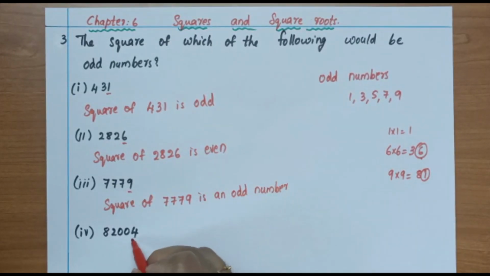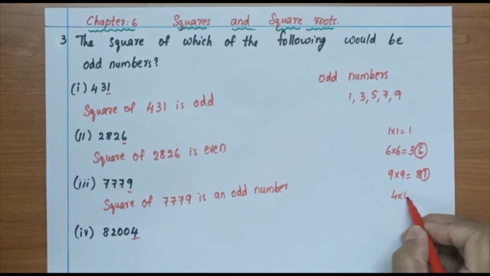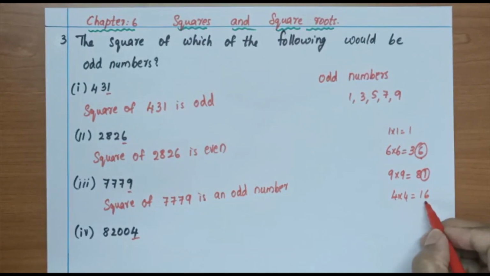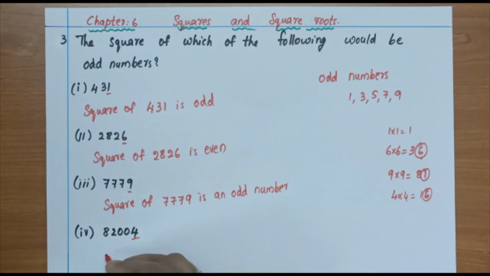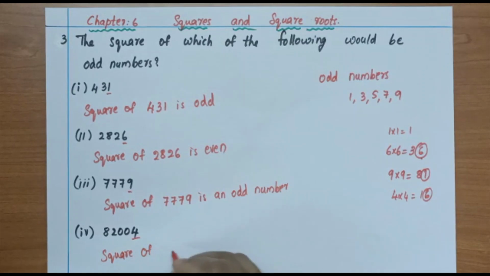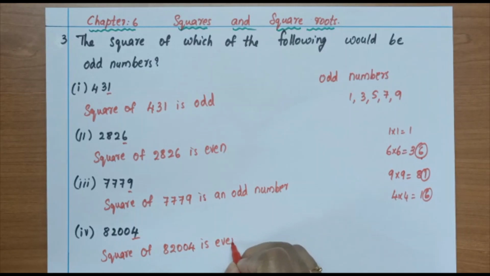Next one, ending with 4. So 4 into 4 is 16. The end number is 6. 6 is not an odd number. So that's why the square of 82,004 is even.